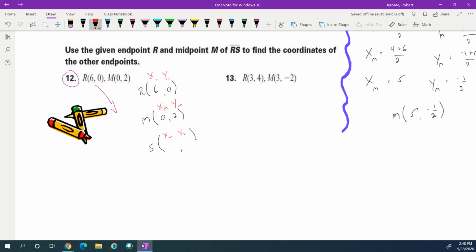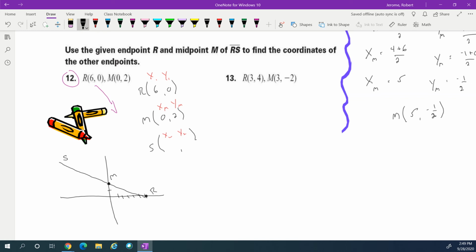So I need to understand what points I'm using. I'm not looking for the middle anymore. I'm looking for the end. So I can plug this in correctly. Now, before I do that, I might make a graph. Make sure I understand what I'm really trying to do here. R is at 6, 0. M is at 0, 2. And if I read my directions carefully, M is in the middle. So that means S has to be somewhere out here.